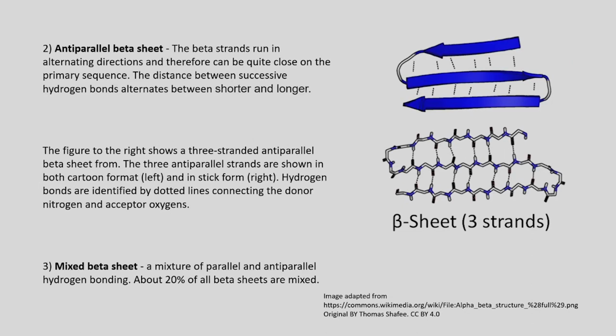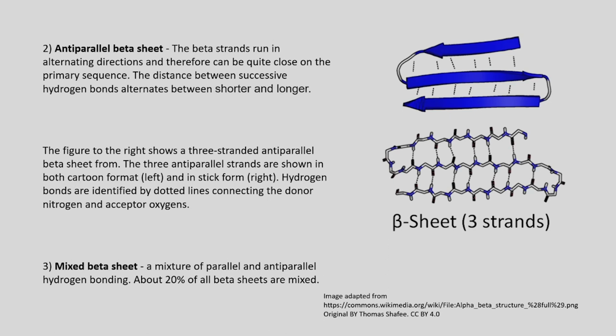Then you have the anti-parallel beta sheets, and you can see that the directions of the beta strands are opposite to one another, but they are parallel. Here the beta strands run in alternating directions and therefore can be quite close on the primary sequence. The distance between successive hydrogen bonds alternates between shorter and longer in this case.